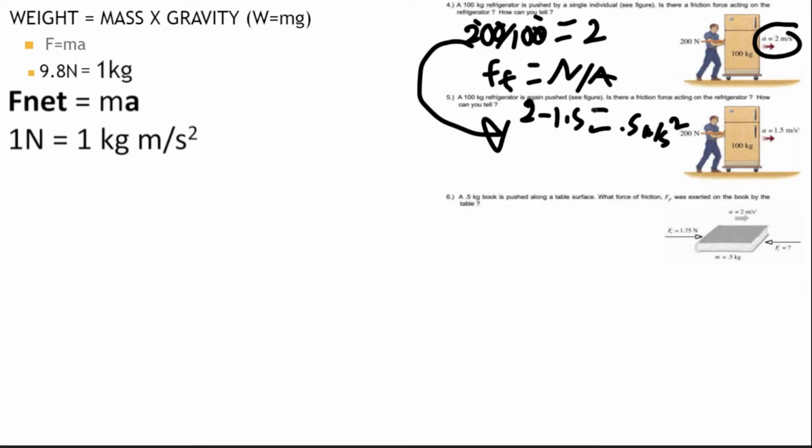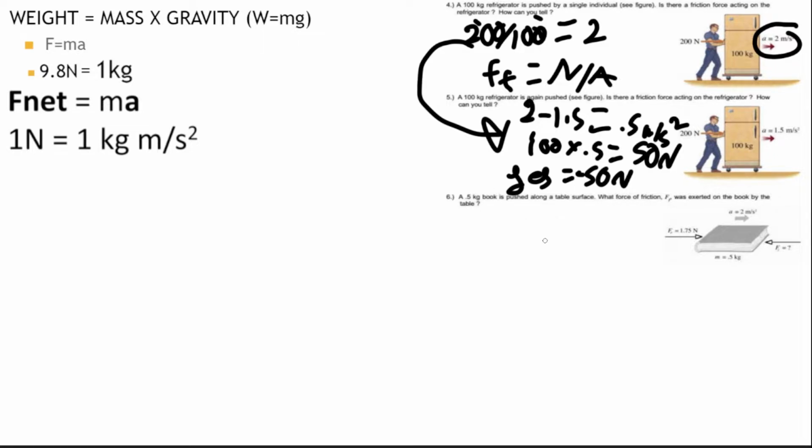So now if we want to find the weight of our friction force, we do mass times acceleration. Acceleration is the same here, so we'd be doing 100 times 0.5, and that's equal to 50 newtons for our friction force. So yes, there is a friction force, and it is equal to 50 newtons. You could consider this negative since it's being pushed to the right, so we'll just do negative 50 to represent that.